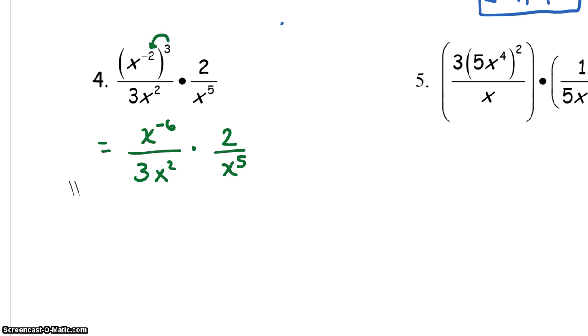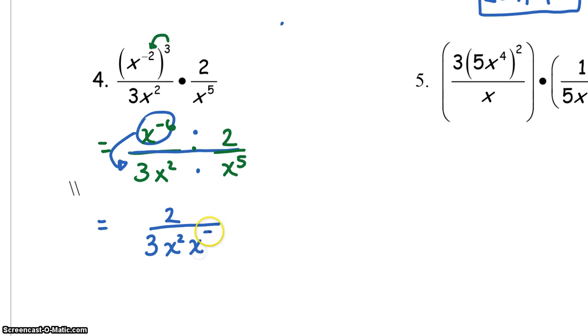And since there are no more fractions, or parentheses, I'm sorry, I can go ahead and combine that fraction and put those multiplications. Now, I'm going to go ahead and circle this because I know I have to move it down because it's a negative exponent. Nothing else really has to move, so I'll keep the 2 on top. But then there's 3, x to the second, x to the fifth, but I'm going to go ahead and move x to the negative 6 to the denominator.